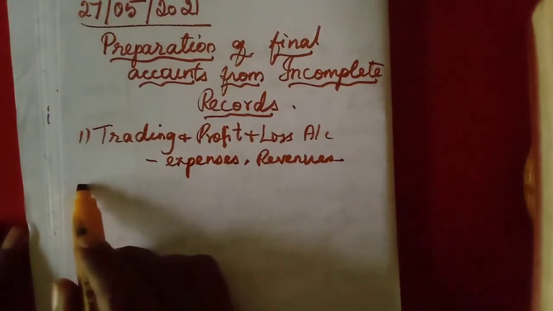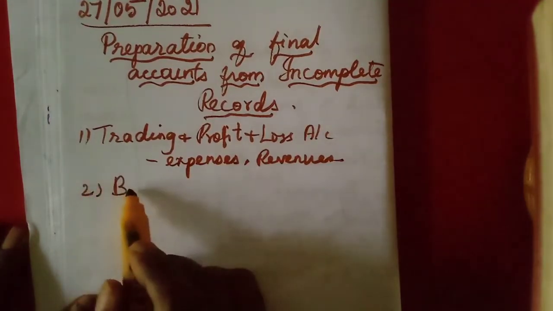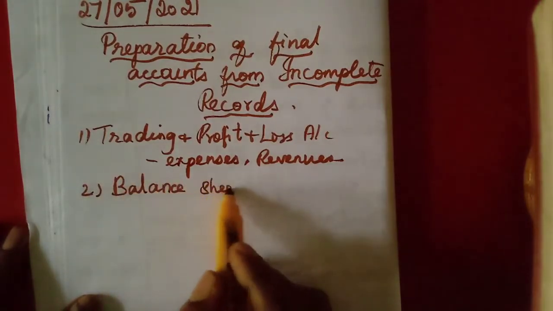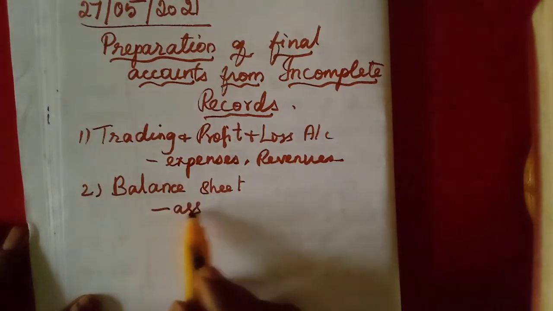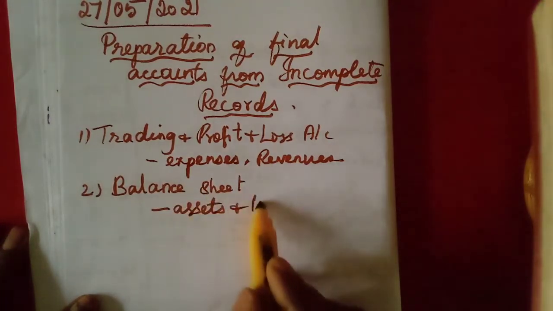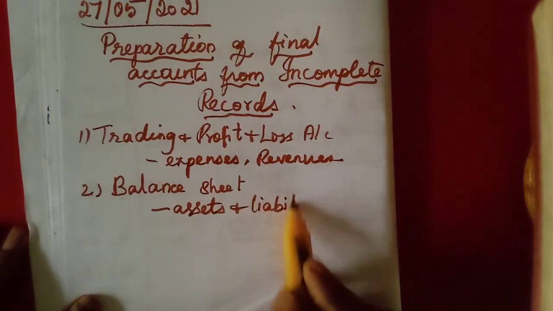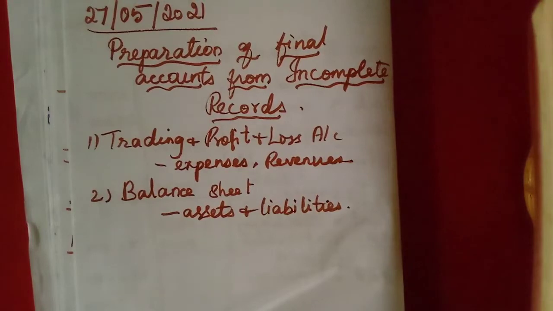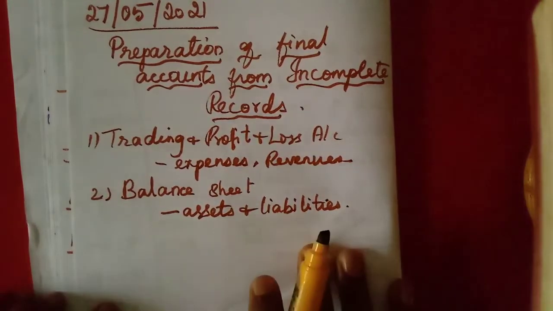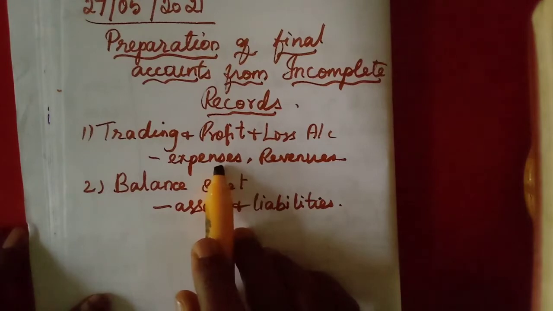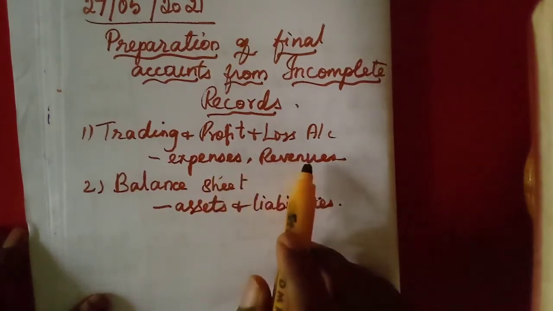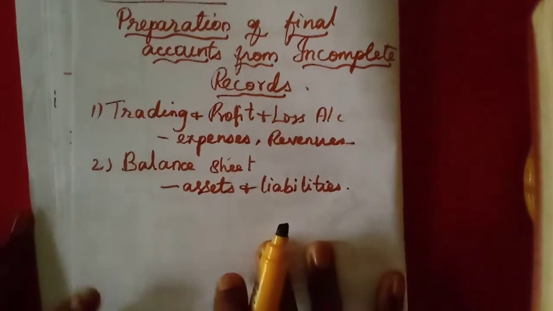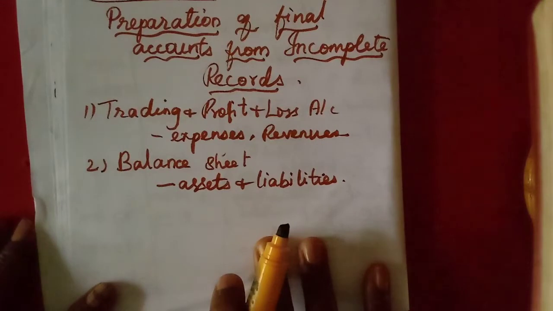Okay, then for the balance sheet, next to final account is the balance sheet. Here we need the assets and liabilities. So here we may have everything incomplete. Everything detailing fully we may not have. So some of the expenses may be missing, or some revenue, or some of the asset or liability will be missing. So we can find out that one first.